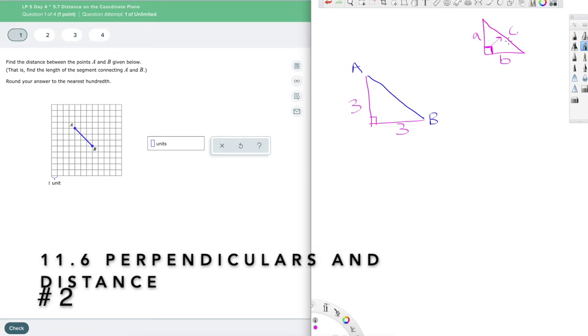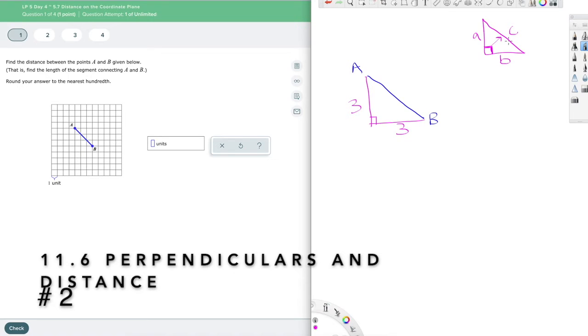So if this doesn't sound familiar to you, if you're a little confused with this, go back and watch the videos for sections 5.5 and 5.6, because I do go over the Pythagorean theorem, especially in 5.5, where it's introduced. So I would go back and rewatch those videos if this sounds confusing, if it doesn't sound familiar yet.